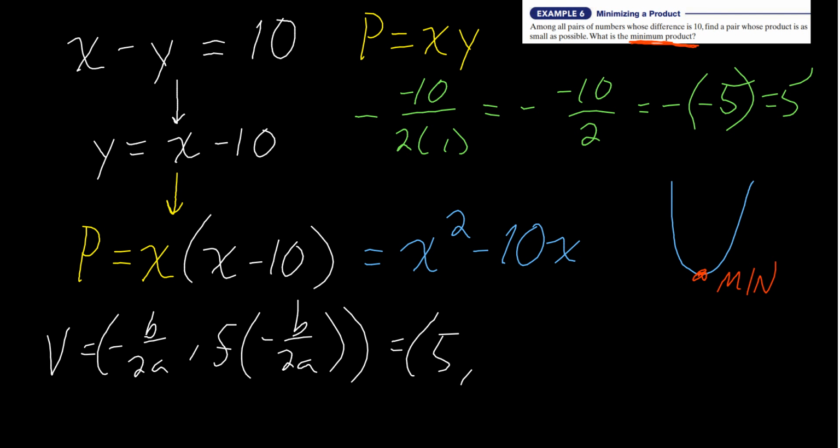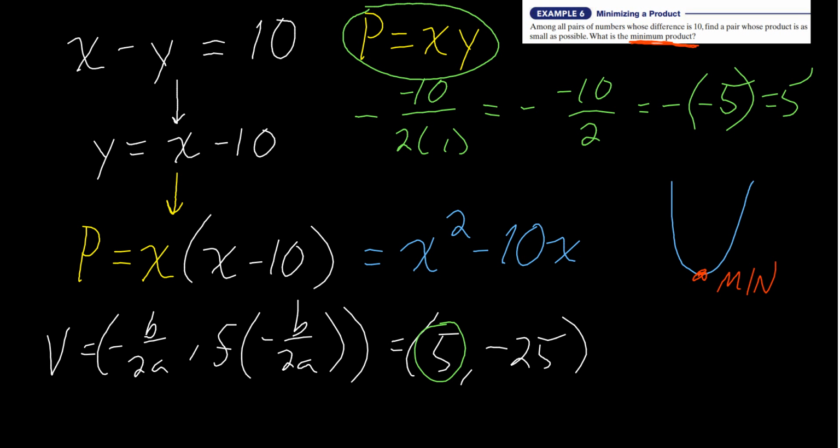Okay, 25. So my vertex is at 5, negative 25, but we are concerned with the x value here, and the x value here is a 5.